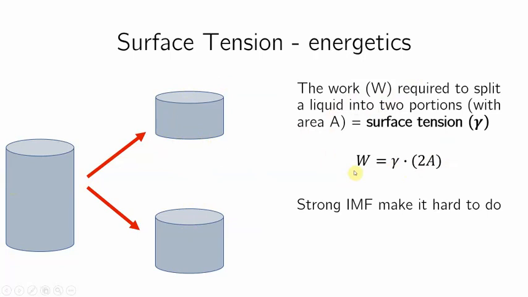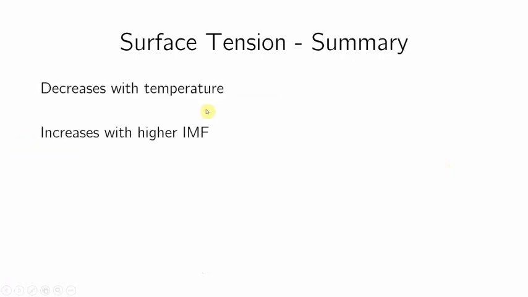Just like this, the work I need to create 2 new areas, this is the area of the circle, and the proportionality constant is the surface tension. The higher the surface tension, the harder this is. Okay? Again, I'm not going to ask you to apply this. I'm just showing you this. All I'm going to ask you is, here's molecule A, here's molecule B, which one has the highest surface tension? That's all. I just want you to understand where this comes from.